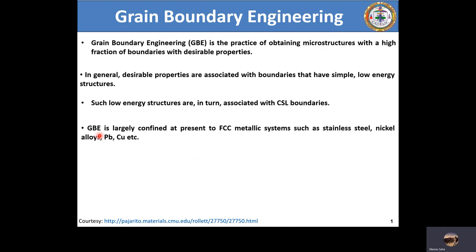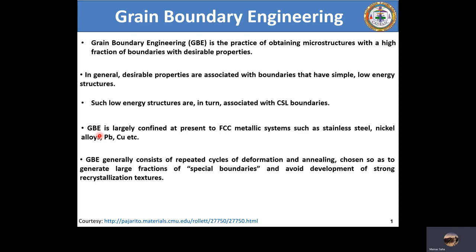So generally, what does GBE consist of? It is very simple. GBE consists simply of repeated cycles of deformation and annealing, chosen so as to generate large fractions of special boundaries, of course the low energy high angle boundaries, and to avoid development of a strong recrystallization texture. We can avoid development of strong recrystallization textures, which can generally degrade your mechanical properties.